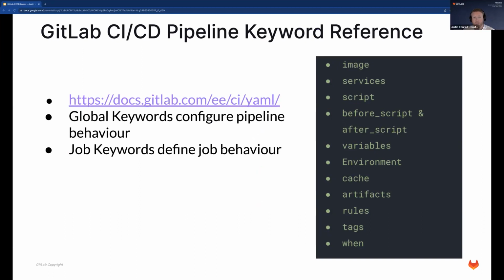GitLab CI/CD pipelines rely on various keywords and configuration settings in the GitLab CI YAML file to define their structure and behavior. You can have global keywords that configure pipeline behavior and job keywords to define job behavior.